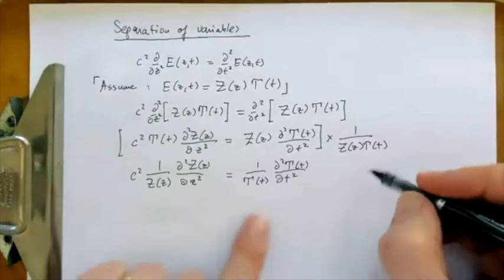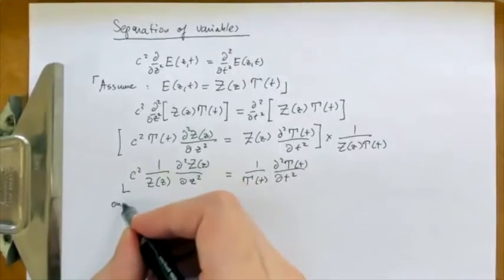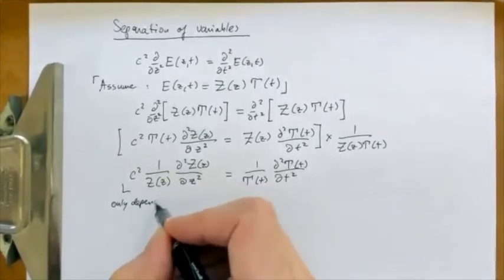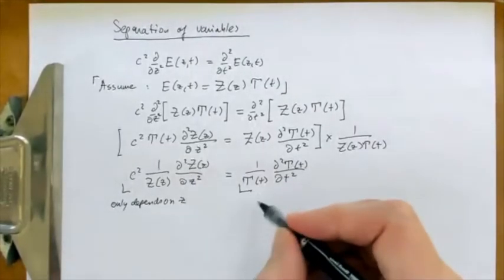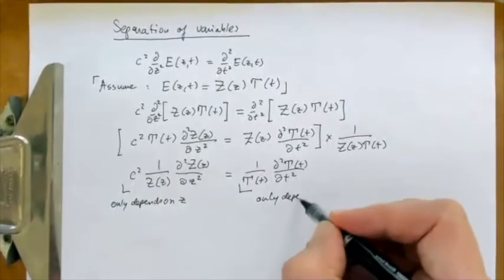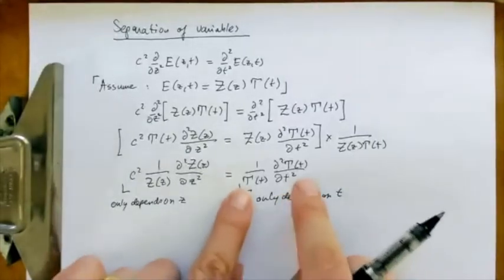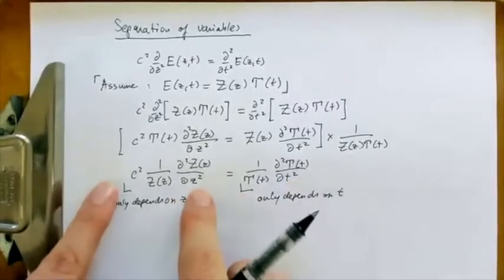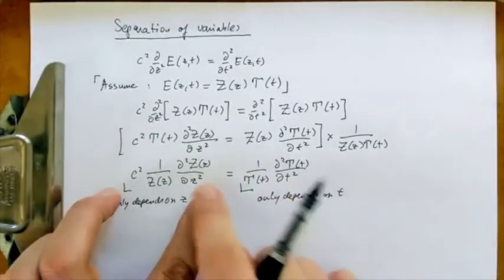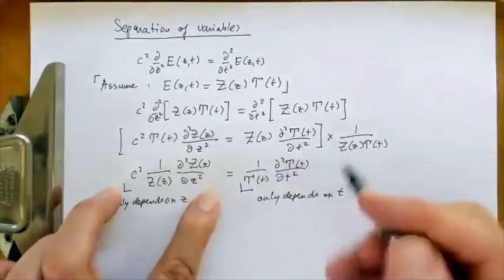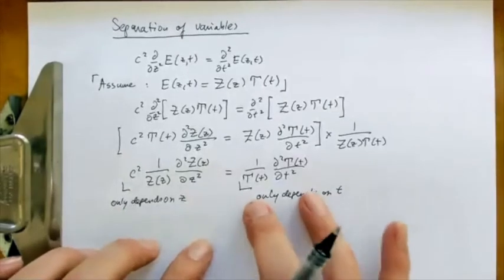And now this is why they call it separation of variables, because this only depends on Z, and this one only depends on T. If this side only depends on T and this side only depends on Z, then what is on the right-hand side, because it doesn't depend on Z, should be some kind of a constant. And the same thing here. This should be some kind of a constant.